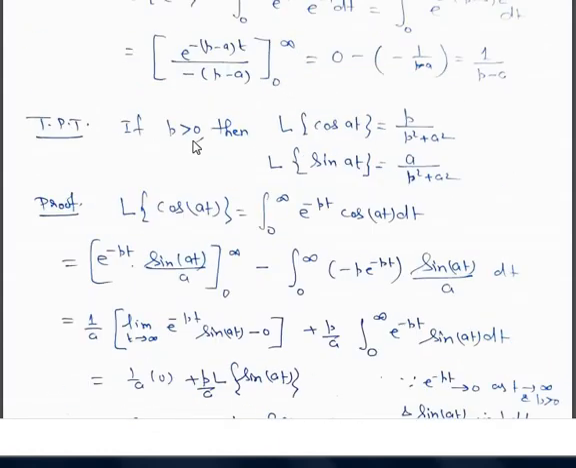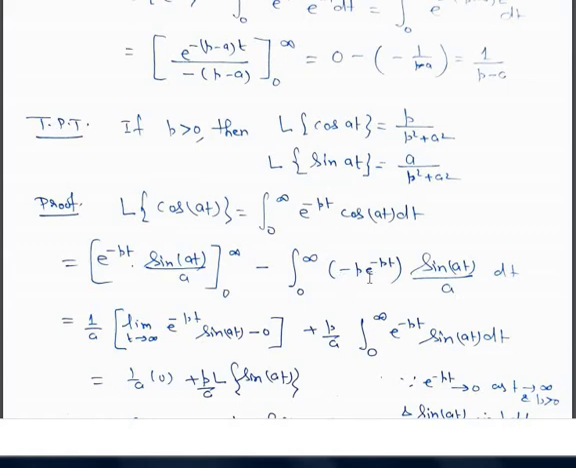Next we prove if p is positive, then Laplace transform of cos at is p upon p square plus a square, and Laplace transform of sin at is a upon p square plus a square. Let's start with L of cos at. By definition, L of cos at is equal to integral 0 to infinity e to the power minus pt cos at dt. Now we integrate it by parts. First function, second function. So e to the power minus pt into integral of cos at. Integral of cos at is sin at upon a. Limits from 0 to infinity minus integral 0 to infinity. Then differential of first function.